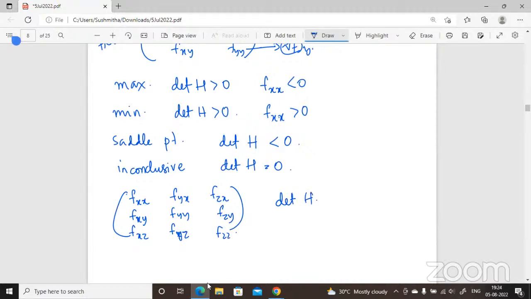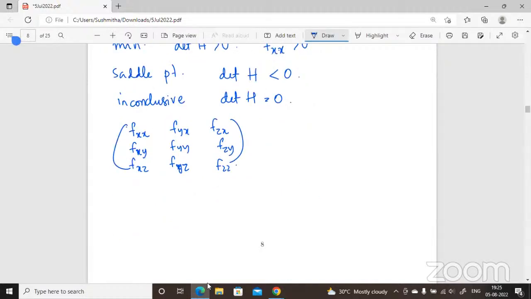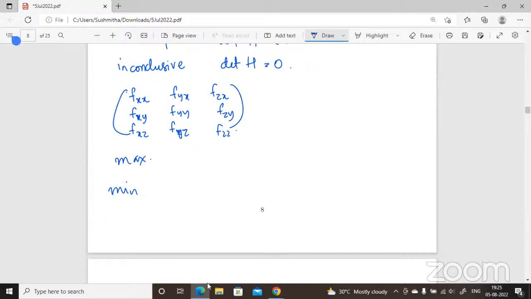Ma'am, for minima, it should be less than 0. Actually, sir defined minima to be greater than 0 and maxima less than 0. And sir defined three of these: the 3 cross 3, 2 cross 2, and 1 cross 1 determinants. All positive gives minima. Negative, positive, negative gives maximum. If these two are not satisfied, it is a saddle point, which is easy. If the determinant is 0, it is inconclusive.